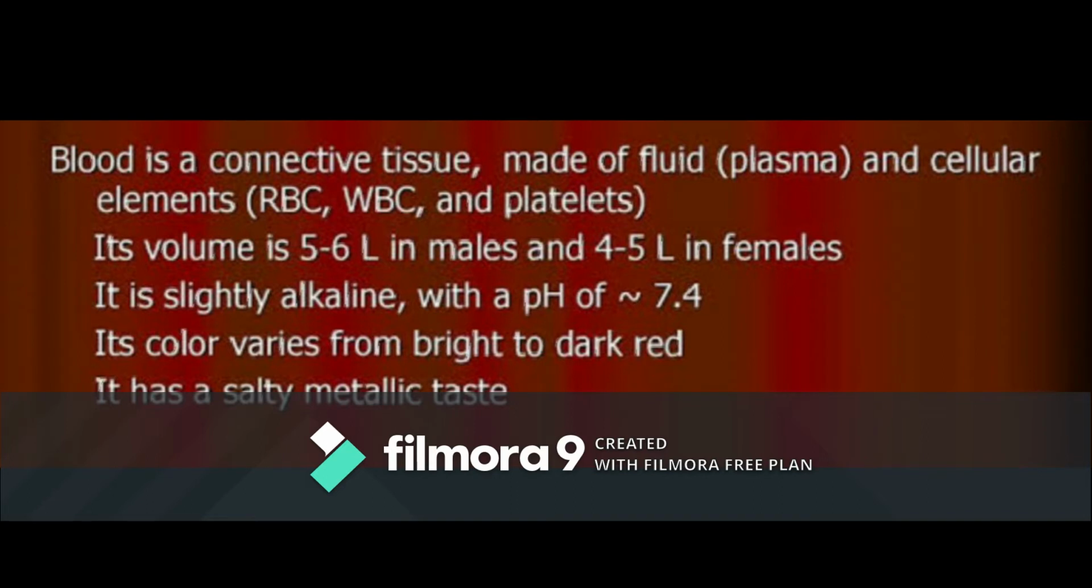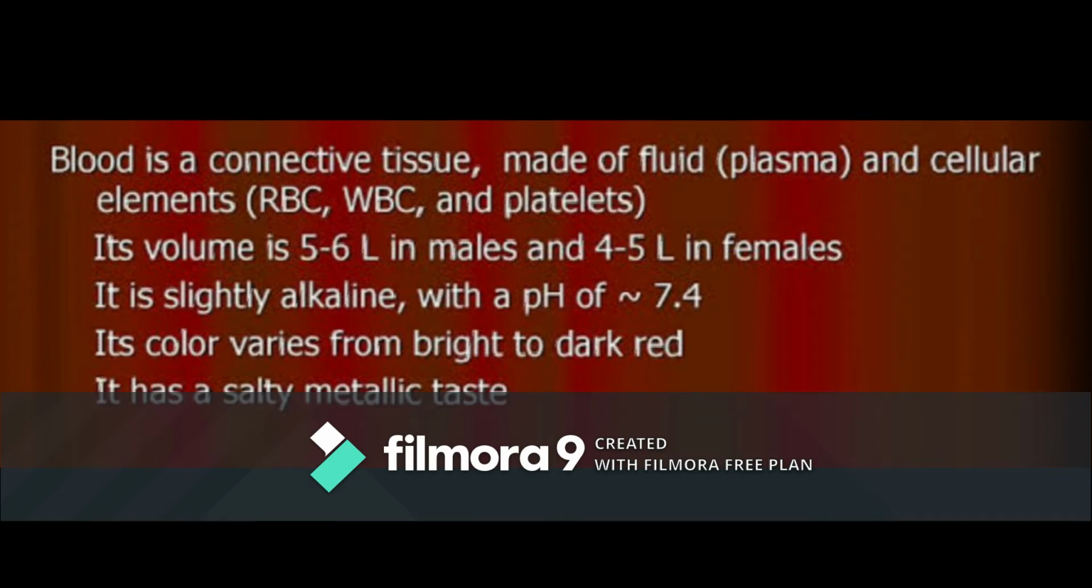Today's topic is about blood plasma, composition of plasma, types of blood cells, and thrombosis. What is blood? Blood is a fluid connective tissue. It consists of liquid plasma and cells. The plasma makes up 55% of the total volume and 45% is cells or formed elements. The total blood volume in human females is about 4 to 5 liters and 5 to 6 liters in males.